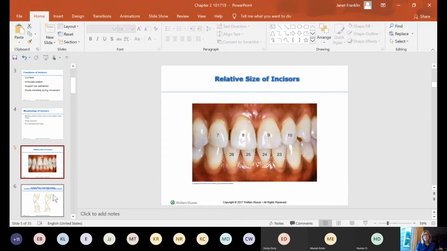Your incisor teeth, if you look at this picture on slide 5, is everybody okay? Do the slides match so far? Okay, I'm going to assume they do.